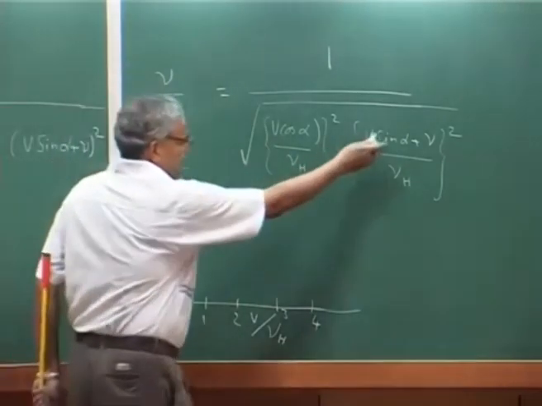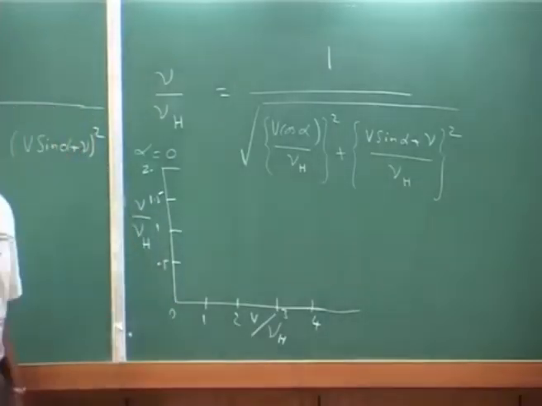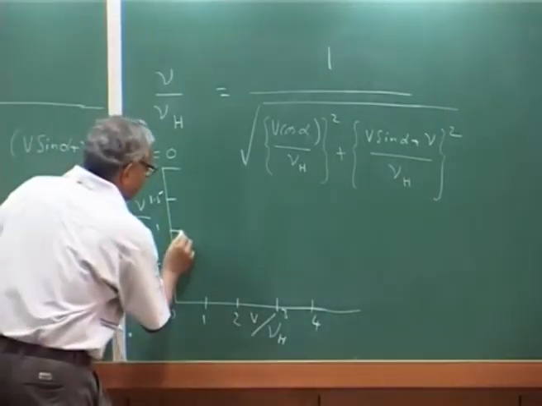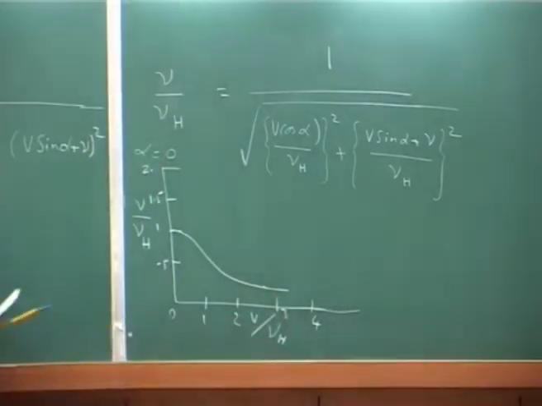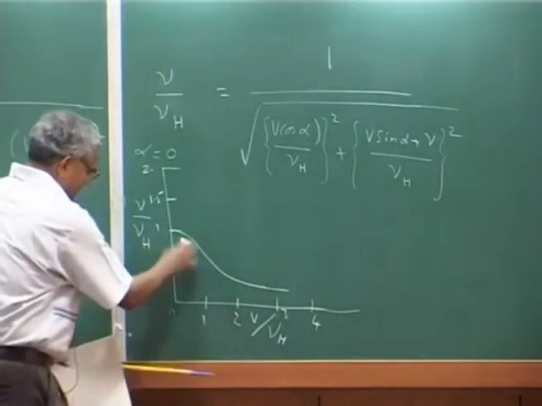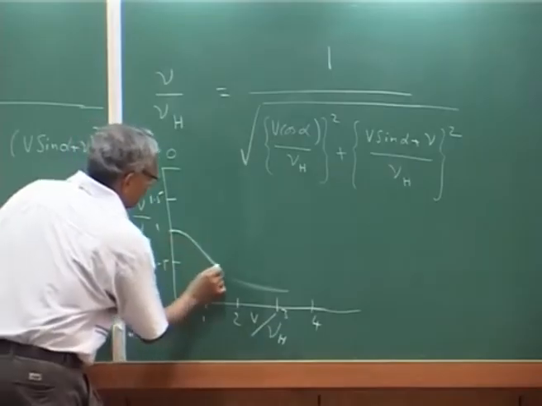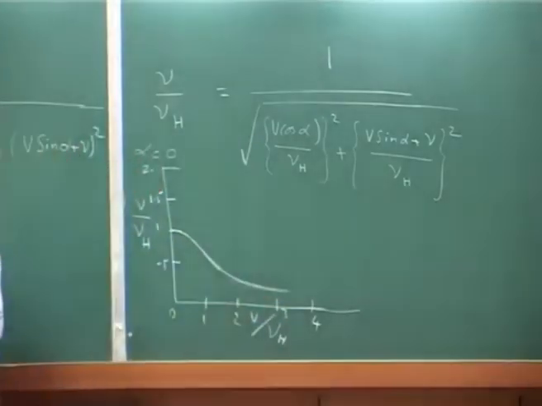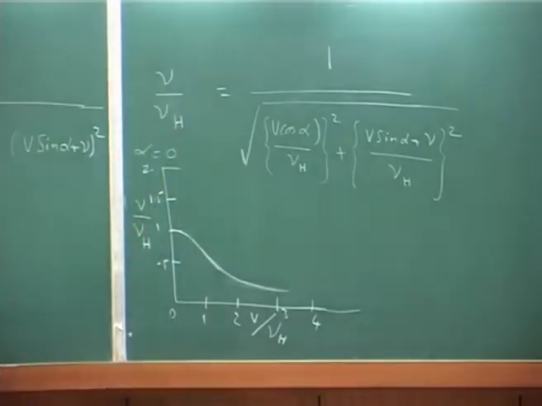Because alpha is 0, you know in hover the value of nu over nu h is 1, the curve will start and go like this. Or maybe it's a little sharper. This is the momentum theory in forward flight, nothing else. How inflow varies with forward speed, that's all.